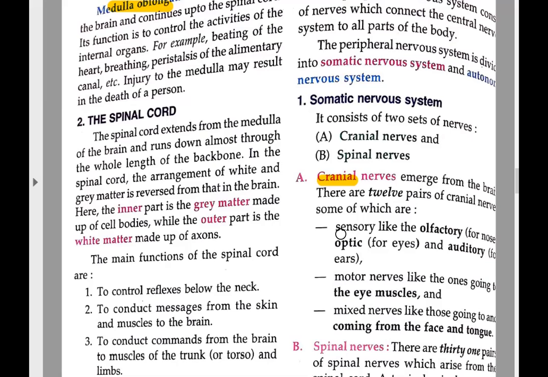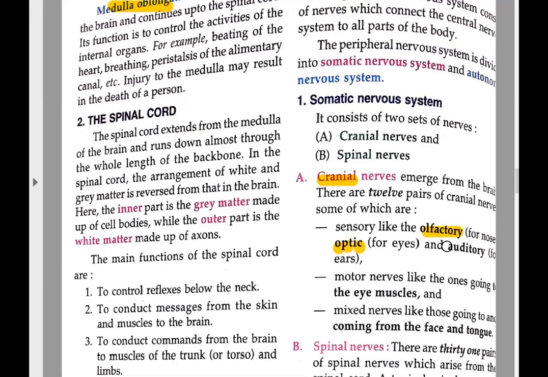Okay. So sensory, olfactory means olfaction. ये olfactory जहाँ भी term आएगा, that means related to smell. Okay, related to smell. So it is for nose. It takes care of nose area. Then there is optic. Optic तो आपको पता ही, opticians वगैरह. Optic means related to eyes.